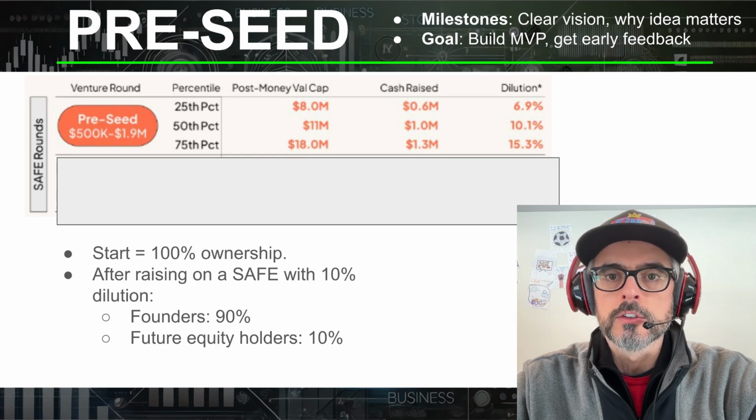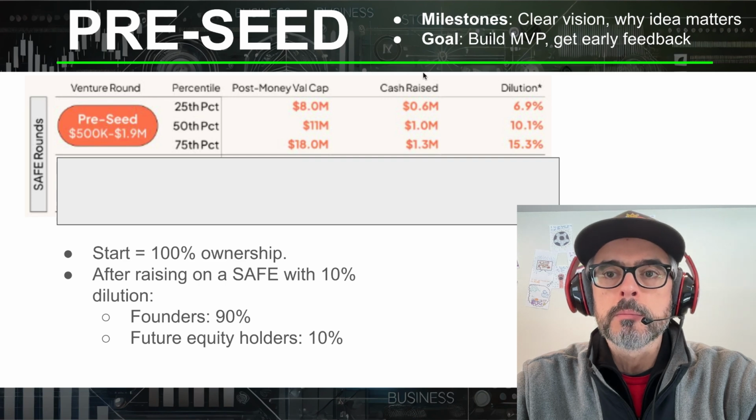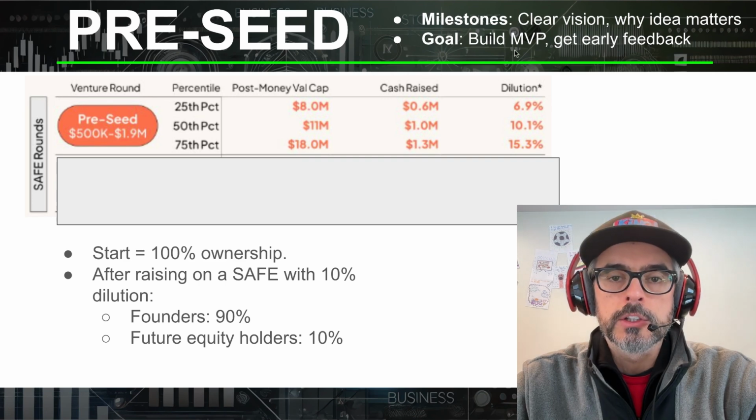So when you do a pre-seed round, basically your milestone is you just need to have a clear vision and a very good idea of what you want to build. And then the goal is you want to raise some funds from potential investors who basically will invest the money so that you can build an MVP and get some feedback from early users.